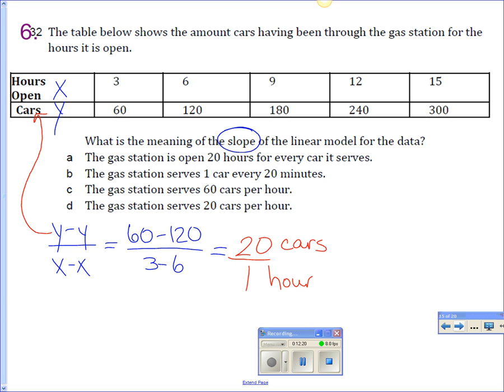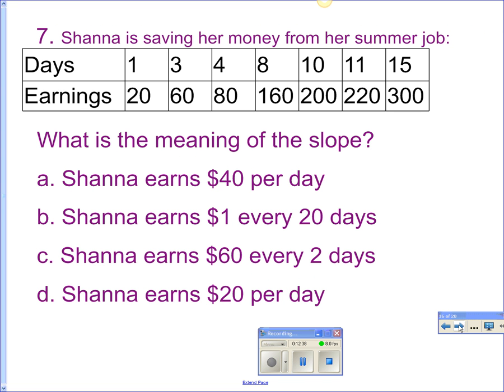Neve, which answer choice matches that? D. 20 cars per hour is the meaning of the slope. Okay. Any questions on that one? Number 7, Shayna is saving her money from her summer job. What is the meaning of the slope?